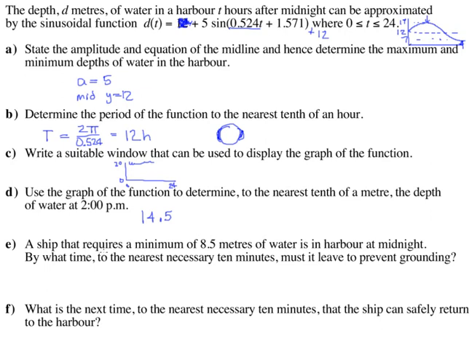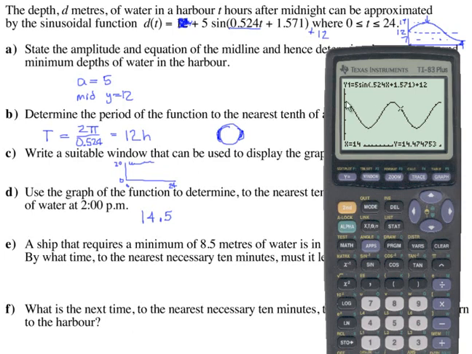Next, a ship that requires a minimum of 8.5 meters of water is in harbor at midnight. When must it leave to avoid grounding? So this ship is in here. The water's 17 meters deep, but now the water's coming down, and if this ship stays here too long, we'll end up with only 7 meters of water in the harbor.